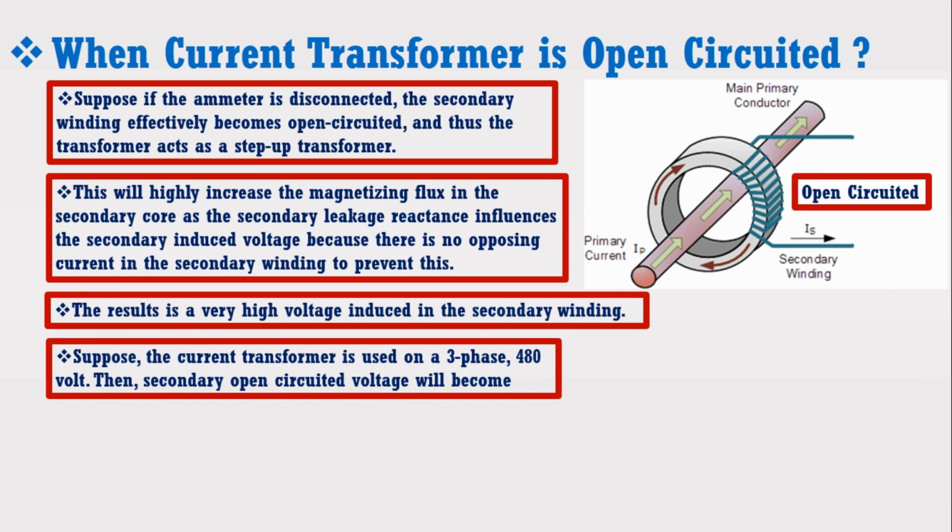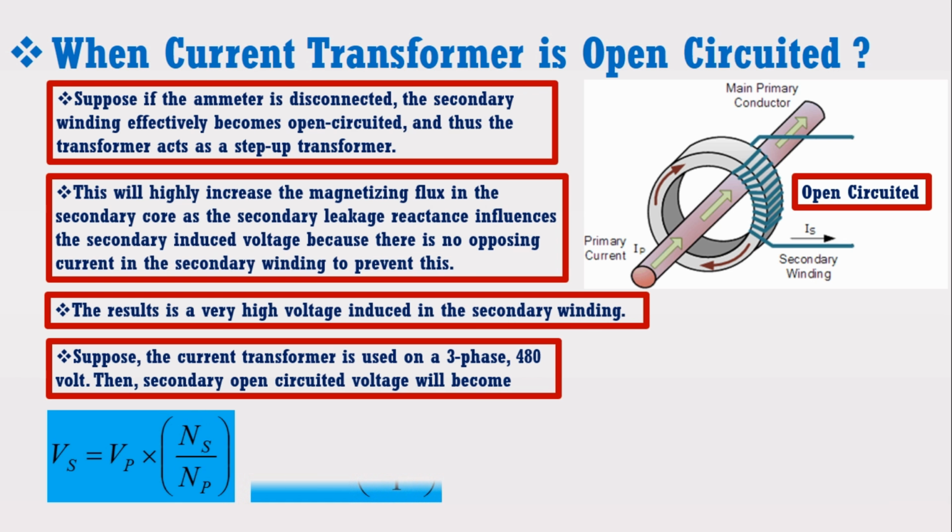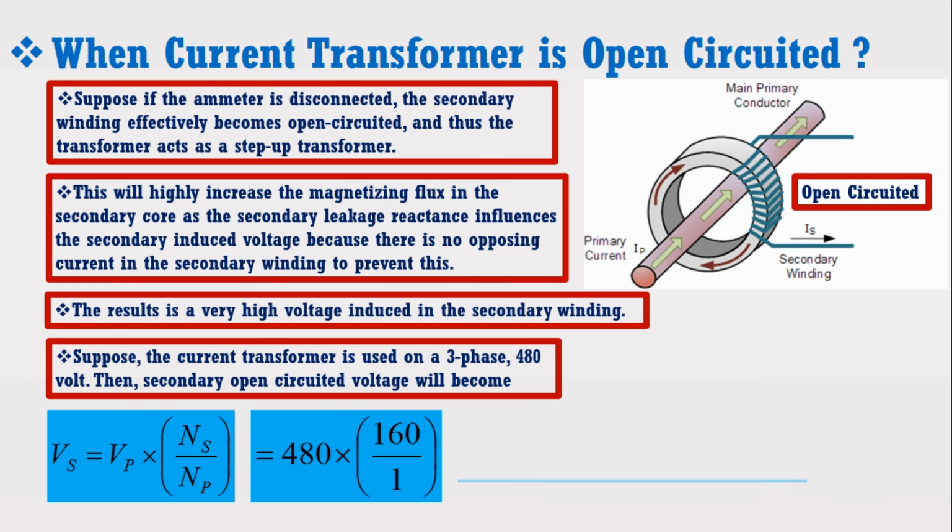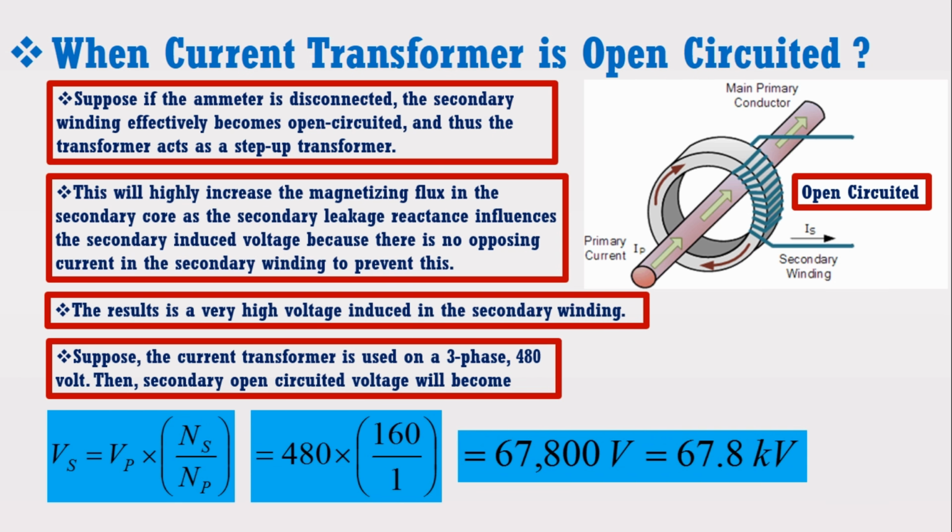Suppose the current transformer is used on a 3-phase 480 volt, then secondary open circuited voltage is given by the following formula: Vs = Vp × Np/Ns. By putting the values of primary voltage and number of turns of primary and secondary winding in the above formula, we get the voltage across the secondary winding of the current transformer as below. It can be noticed from the above value that when current transformer is open circuited, it has extremely high voltage of around 67.8 kV at the secondary winding of CT.